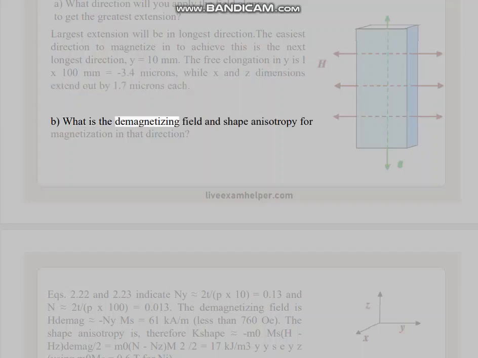B. What is the demagnetizing field and shape anisotropy for magnetization in that direction?